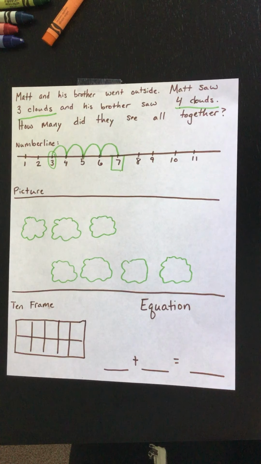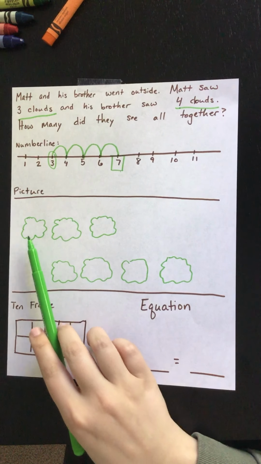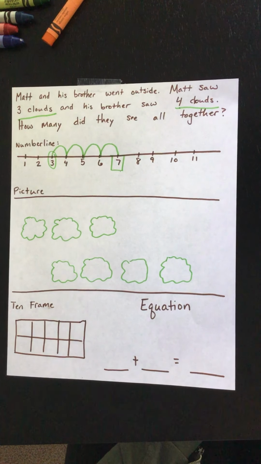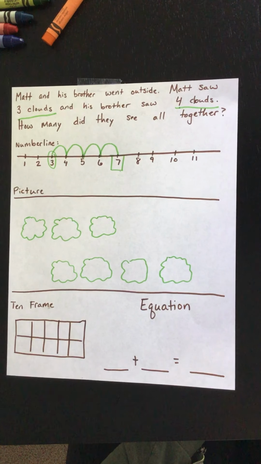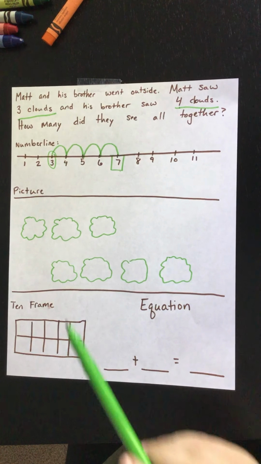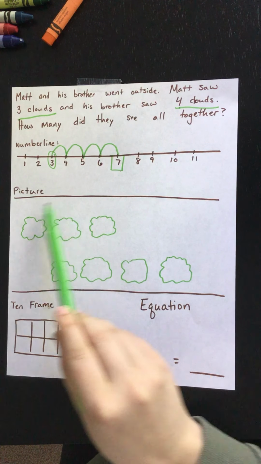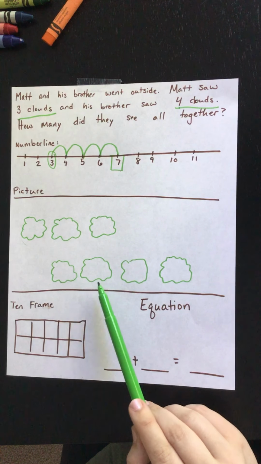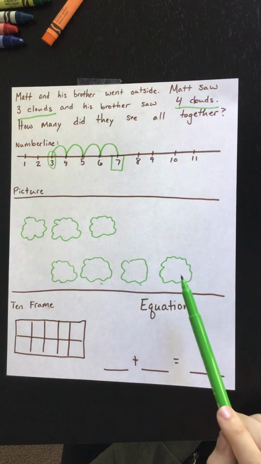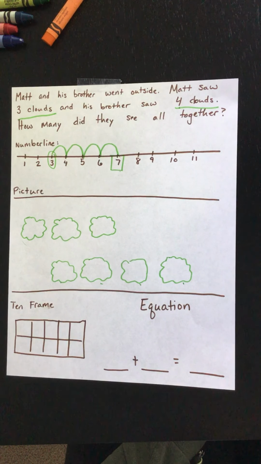Now we need to count them and see how many we have all together. So one way that we could count this is by starting at 1 and saying 1, 2, 3, 4, 5, 6, 7, or we could count on like we have in class. So when we're counting on, we find a group. Here's a group of 3. Keep that number in your head. 3, 4, 5, 6, 7. So here we have 7 clouds. Does that match the number we found on our number line? Yes, it does. Great job.